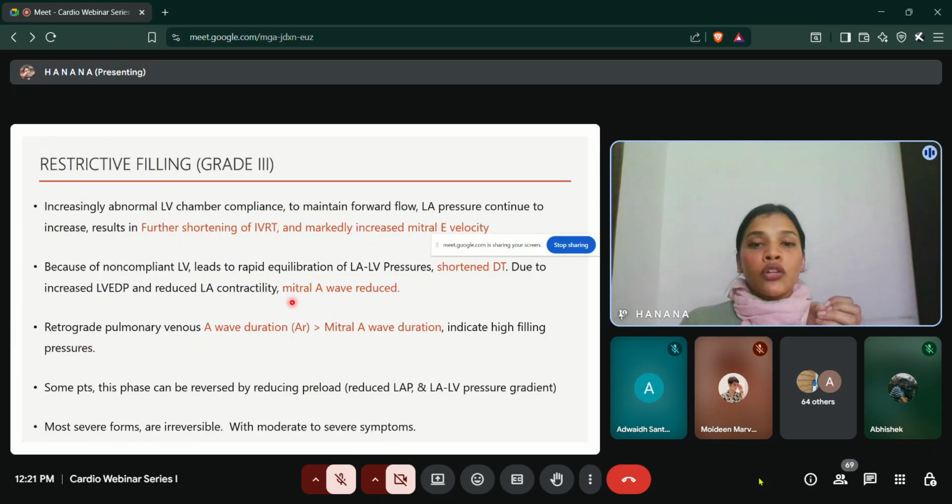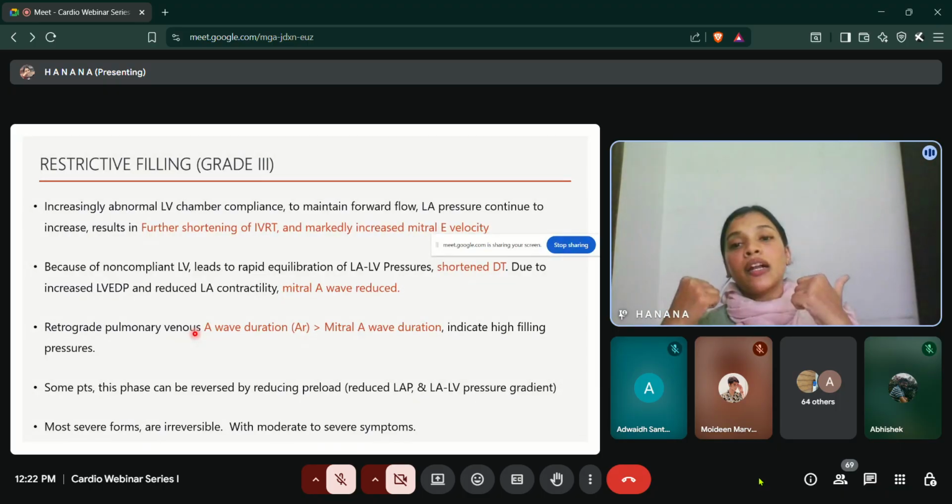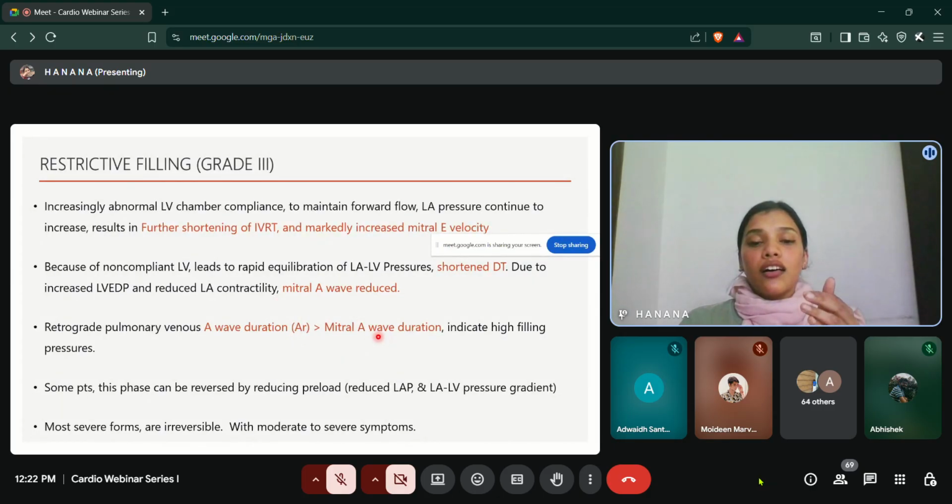And now we know that if we consider LA is connected to LV and pulmonary veins, LA cannot push blood into the left ventricle. So his only way is to push back into the pulmonary veins. So there is retrograde flow into the pulmonary vein system. Instead of pushing the blood into the left ventricle, he will push back into the pulmonary veins retrogradely. So the A wave duration is increased in the pulmonary veins rather than the mitral A wave.